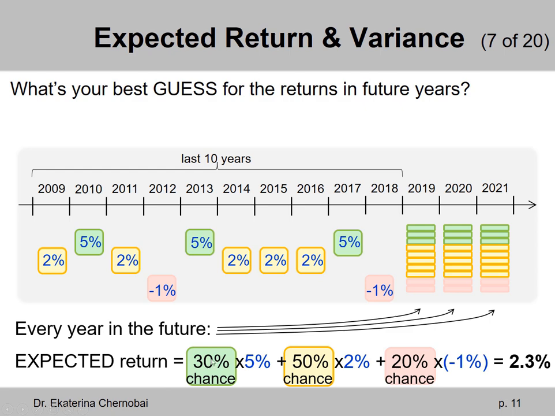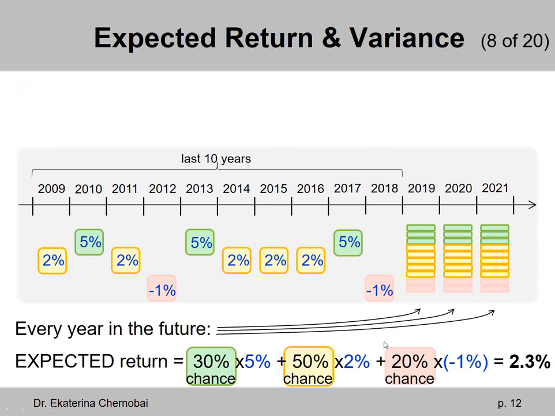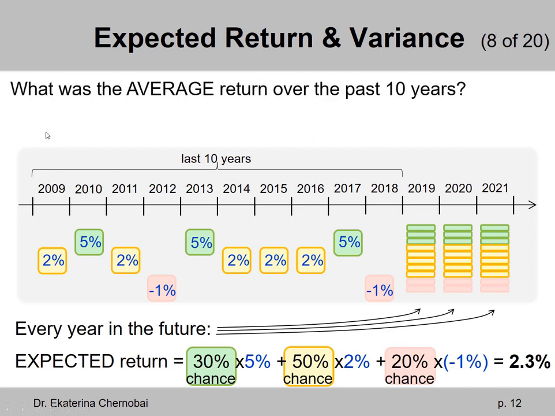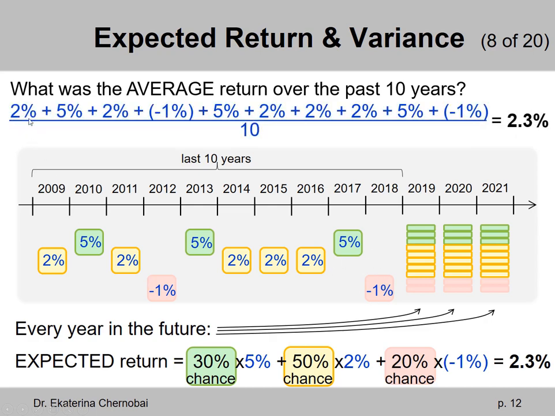In this expected return calculation, you can also write everything in decimals. 0.3 times 0.05 plus so on. It doesn't really matter. Another question. What was the average return over the past 10 years? Well, the average return is just the simple average of those 10 numbers that we were given. If we add them up and divide by 10, we get 2.3%.